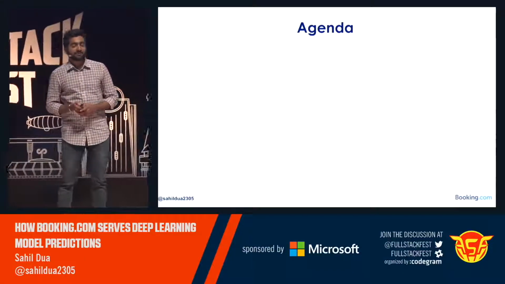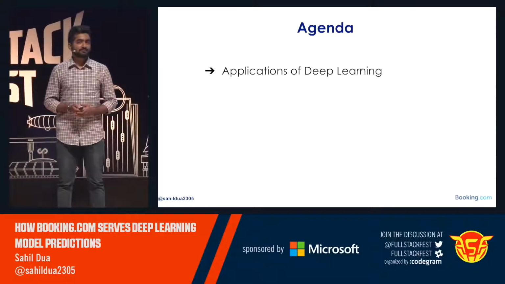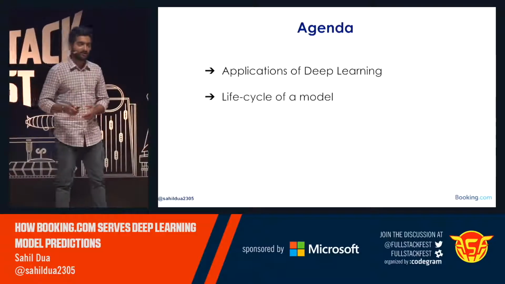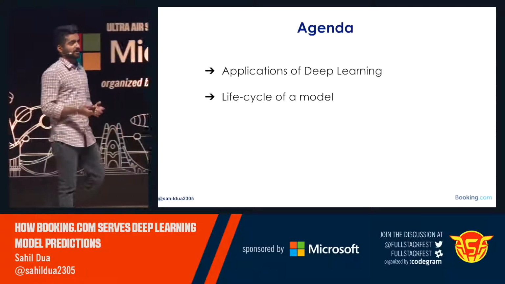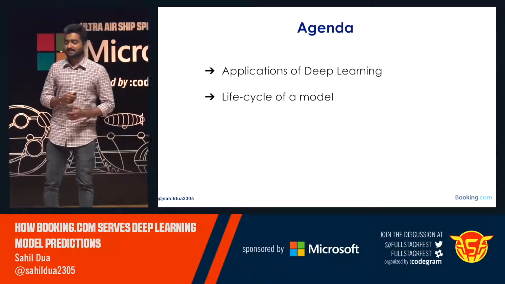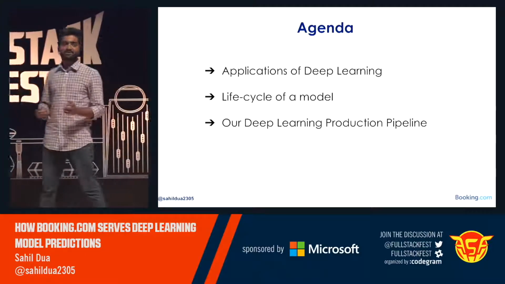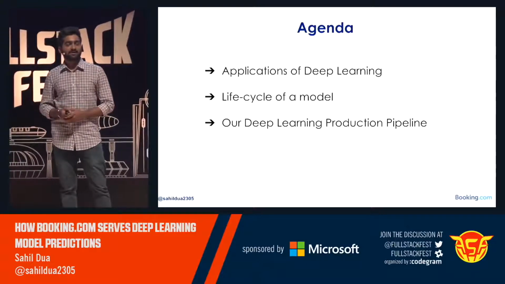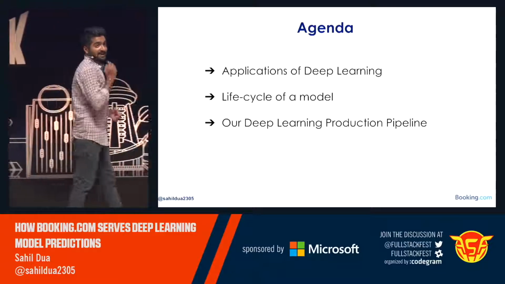I'm going to begin with the applications of deep learning that we saw at Booking.com, some of them. And then I'm going to talk about the life cycle of a model from a data scientist point of view. What are the different phases of a model? And then I'm going to talk about the deep learning pipeline, the production pipeline, which we built using containers. So get excited. Let's start.